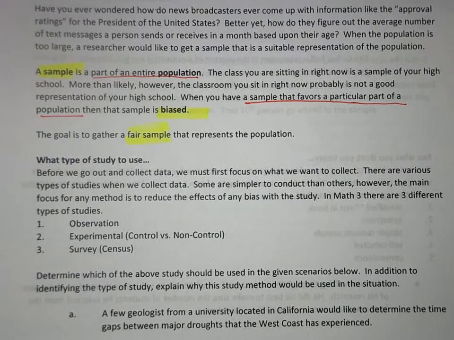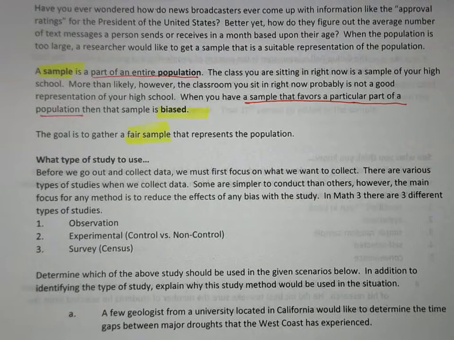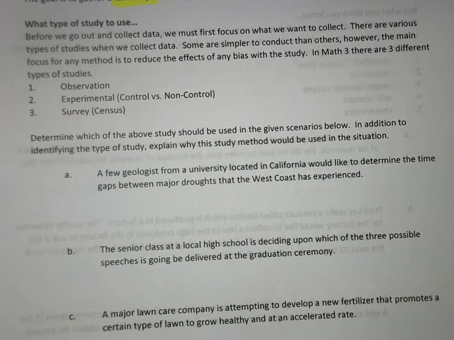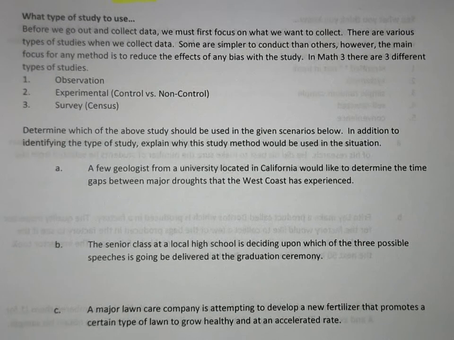So what type of study do you use? Before we go out and collect data, we must first focus on what we want to collect. There are various types of studies when we collect data. Some are simpler to conduct than others. However, the main focus of any method is to reduce the effect of any bias with the study. In Math 3, there are 3 types of studies we will be looking at. The 3 types of studies are right there.